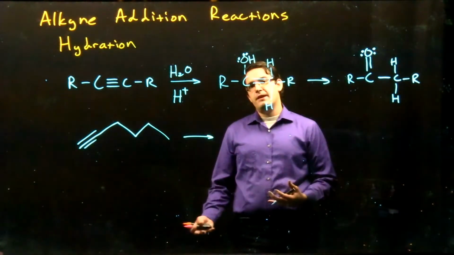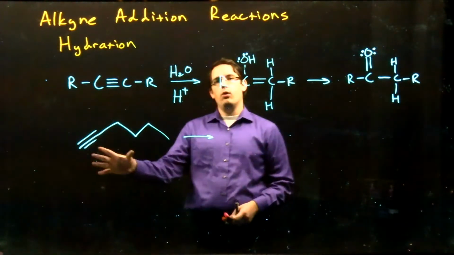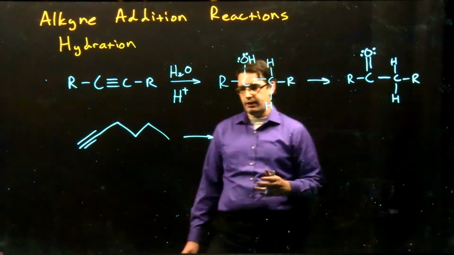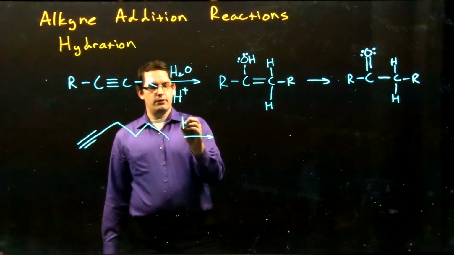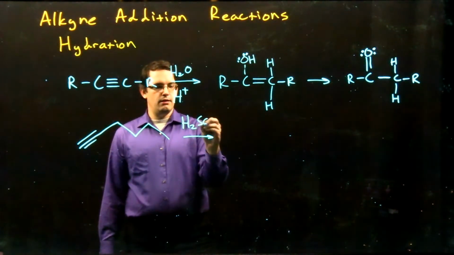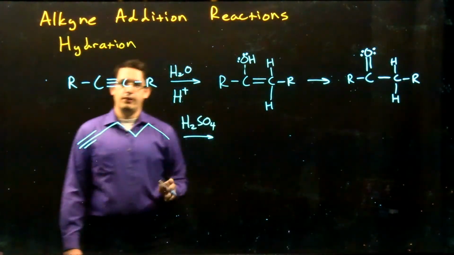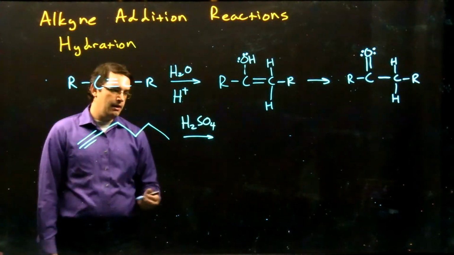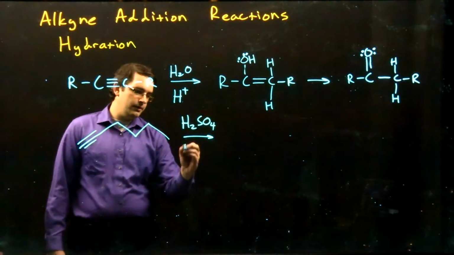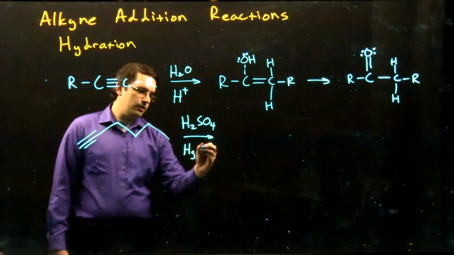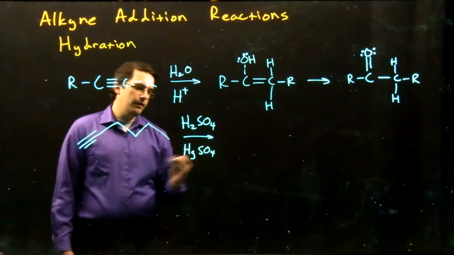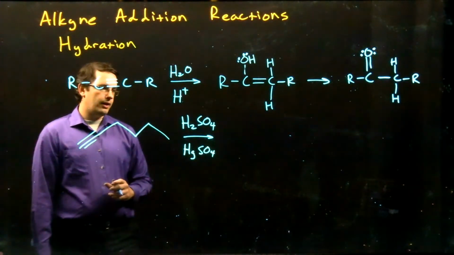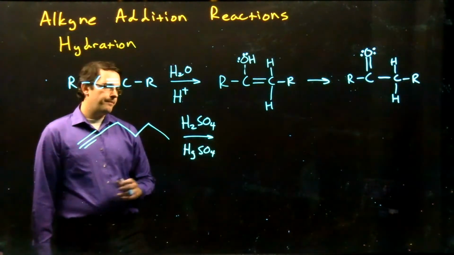Let's look now at the specific example of 1-hexyne reacting in this hydration mechanism. So we're going to use our strong acid. So here we have sulfuric acid. That's one of the strong acids that we commonly use in organic chemistry. We're actually commonly going to use a mercury-based catalyst as well here to help speed up our reaction. This is commonly used in our alkyne hydration reactions.